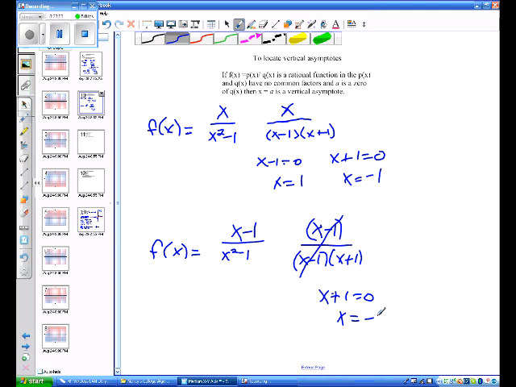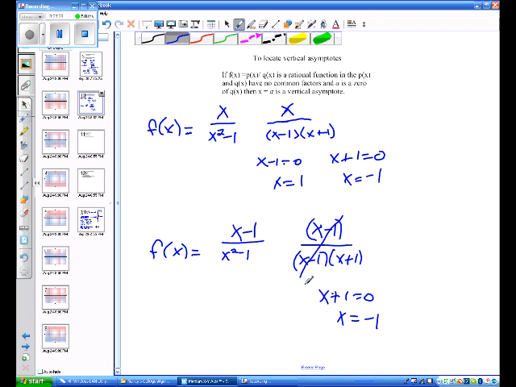So x equals -1 is our vertical asymptote. x equals +1 in this case is not a vertical asymptote. As you move on into calculus, you'll learn that that is called a removable discontinuity. Both of these are discontinuities because when we draw our graph here, we could not draw it without picking up our pencil at x equals 1 and x equals -1.